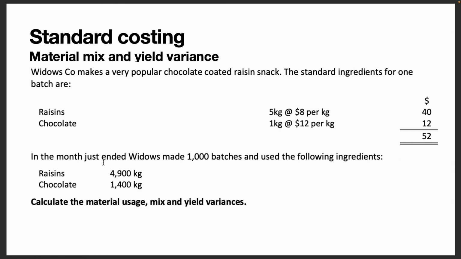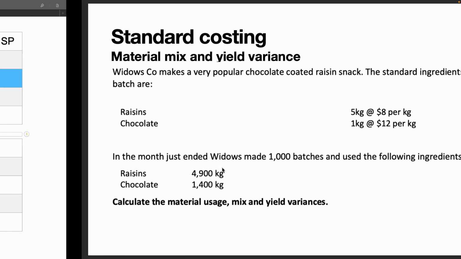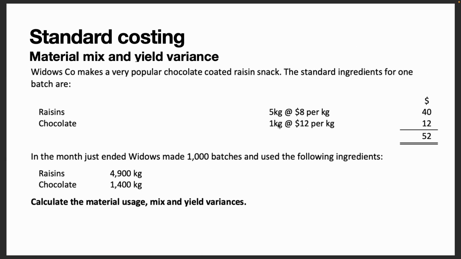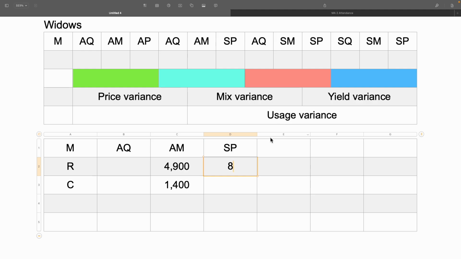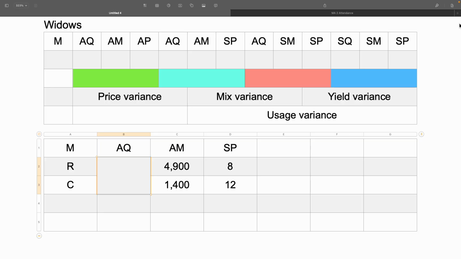Raisin, actual quantity is 4,900 kg. You have 1,400. Sorry, this is not the actual quantity. Actual quantity is here. Actual mix is 4,900 and 1,400. This one is standard price because they already said don't need, so we'll just use standard price. Standard price is 8 and 12. And you join this together to get a number.